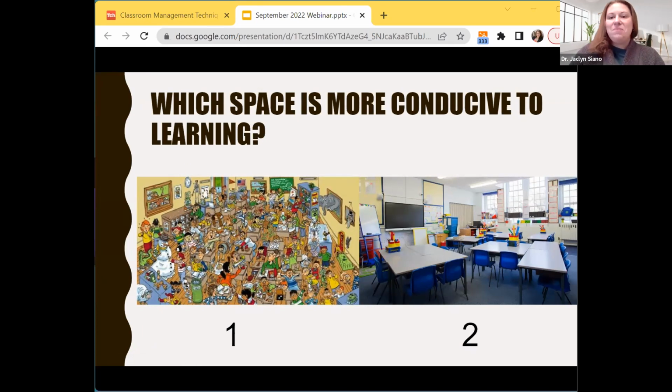Excellent. Everybody put number 2. Obviously the picture on the left is an exaggeration, but there is a connection between an organized classroom that runs like a well-oiled machine and the learning that takes place within it. Your classroom might not always be neat and tidy, like the one on the right. My classroom never looked like that, but there should always be an underlying structure and organization that promotes learning.